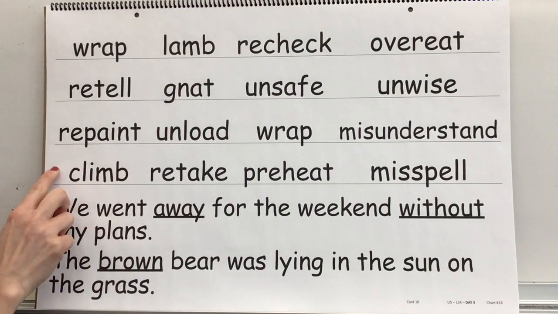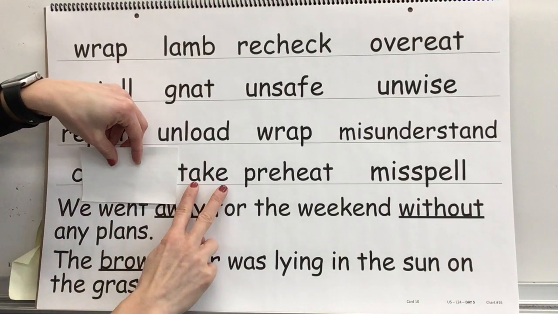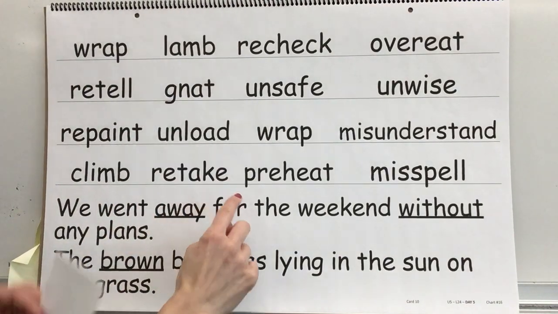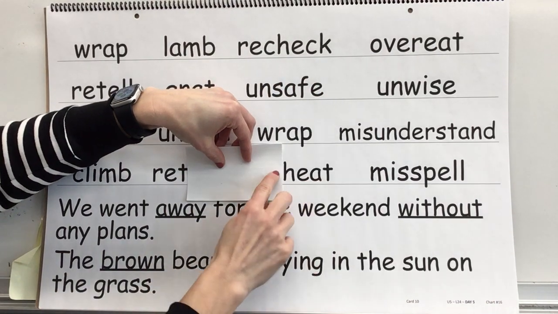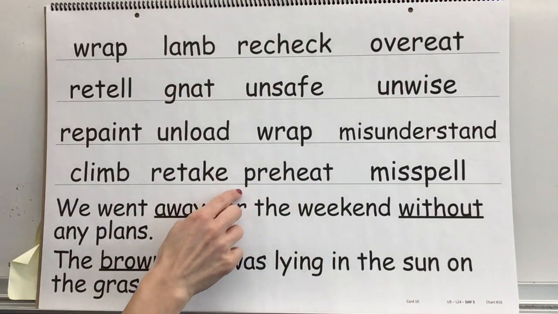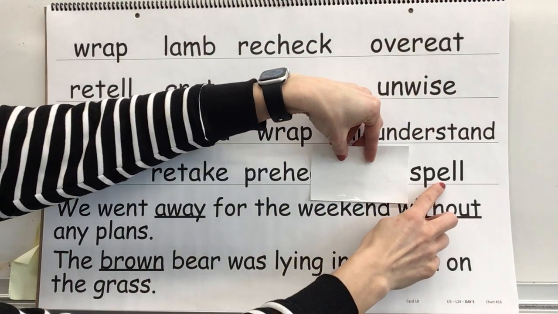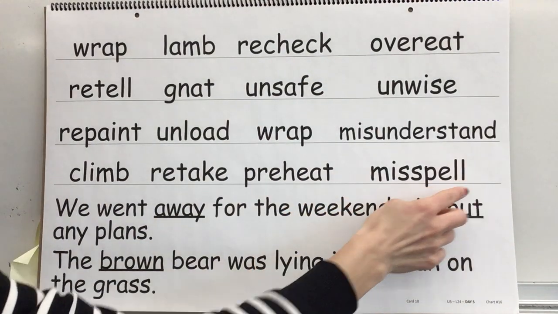Sound. Word. Climb. Prefix. Re. Sound. A. Base word. Take. Word. Retake. Prefix. Pre. Sound. E. Base word. Heat. Word. Preheat. Prefix. Miss. Sound. Eh. Base word. Spell. Word. Misspell.